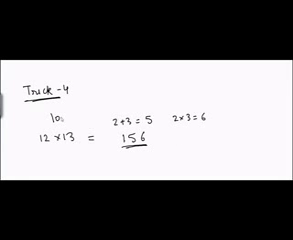Again, if I have 14 into 12, then that will be equal to 1, 4 plus 2 is 6 and 4 into 2 is 8, so that is 168. So that's your answer. So that was trick number 4.